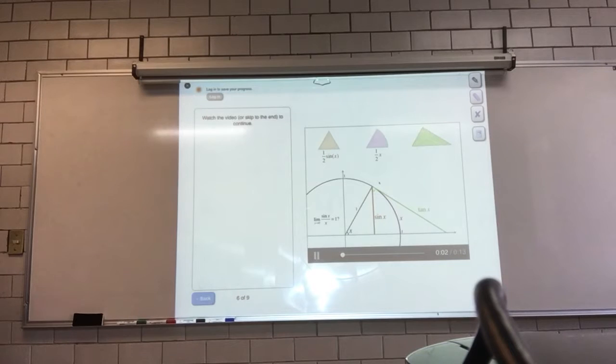Excellent. Now we have these three areas, so we can write down an inequality. What inequality do these areas satisfy? In other words, how can you arrange these areas from smallest to largest?